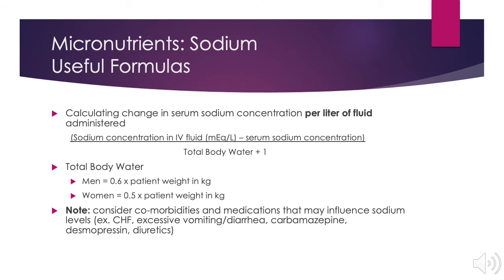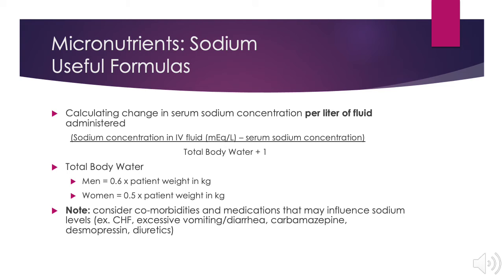In this slide, you can find a very useful formula used to calculate the estimated serum sodium concentration change per liter of fluid administered to the patient. It is the sodium concentration in IV fluid in MEQ per liter subtracted by the serum sodium concentration divided by the total body water plus 1. Total body water equations are gender specific, and for males it is 0.6 multiplied by the patient's weight. For females it is 0.5 multiplied by the patient's weight in kilos.